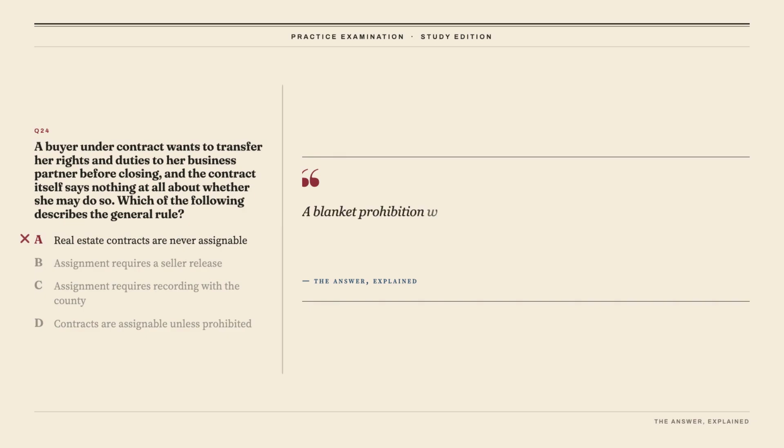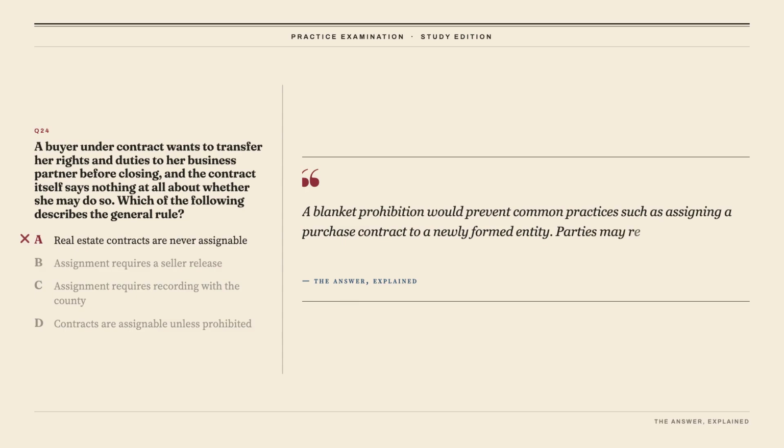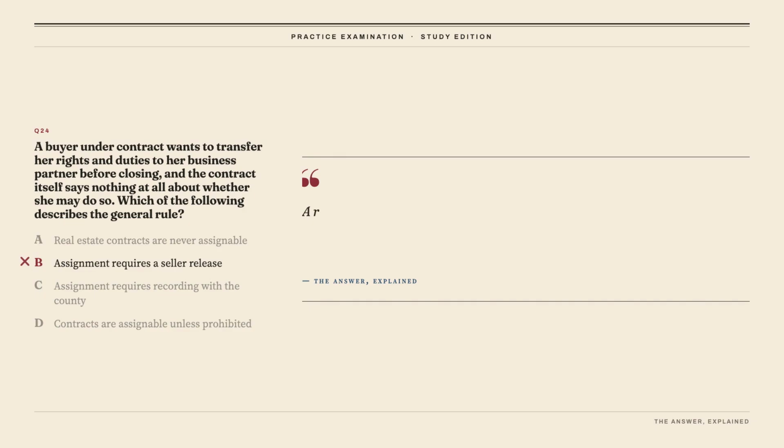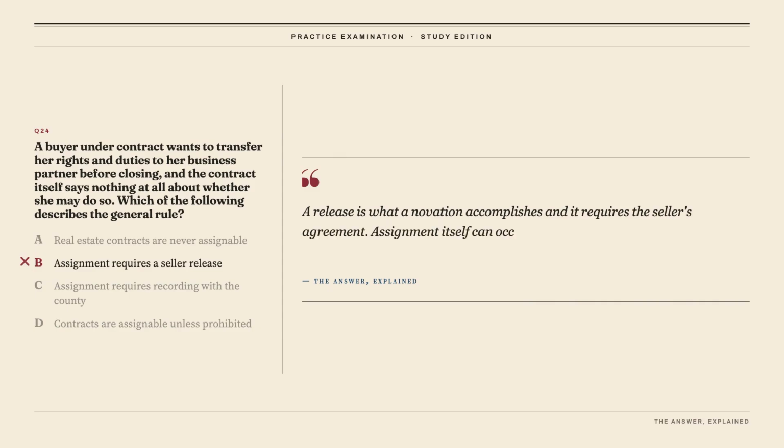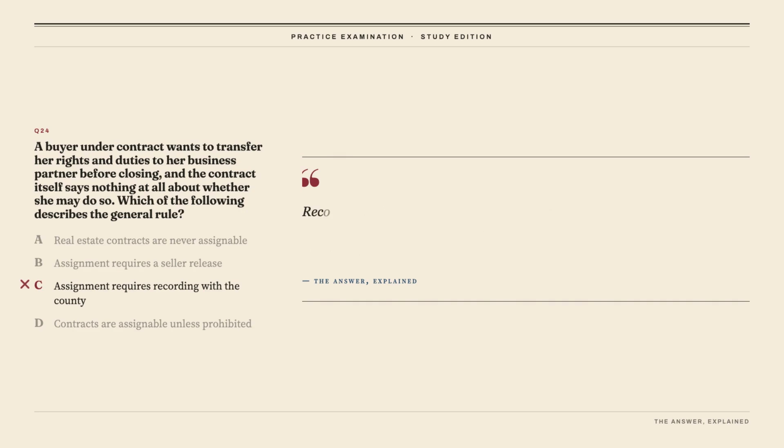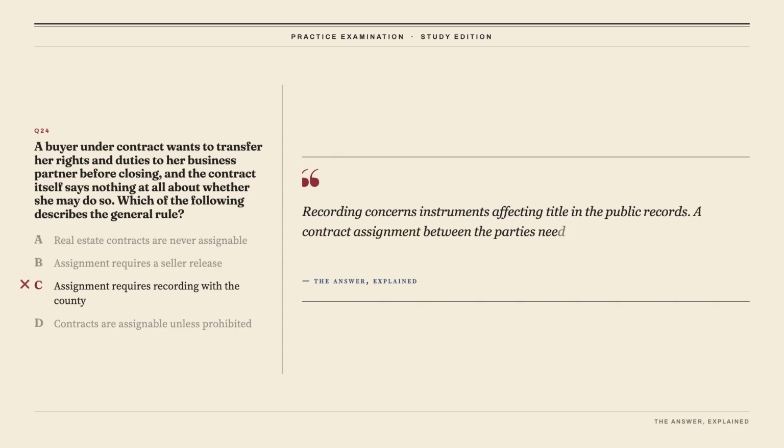A is wrong because a blanket prohibition would prevent common practices such as assigning a purchase contract to a newly formed entity. Parties may restrict assignment, but the default runs the other way. B is wrong because a release is what a novation accomplishes and it requires the seller's agreement. Assignment itself can occur without the original buyer being let off the hook. C is wrong because recording concerns instruments affecting title in the public records. A contract assignment between the parties needs no filing with the recorder to be effective.